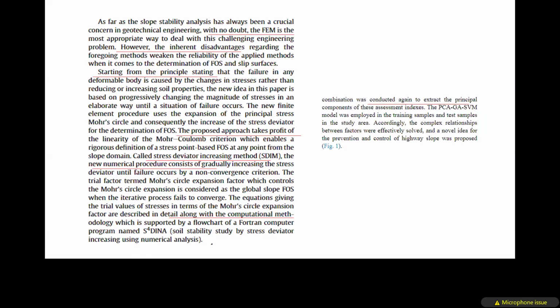And they say accordingly. Now, this word accordingly as a connector is very important because by using these, the complex relationships between factors were effectively solved. This effective solving of the complex relationships would be the novelty, right? So whenever you need to focus on the objectives and then the novelty of the work, again, the words that you use, the connectors that you use will be very important, right?